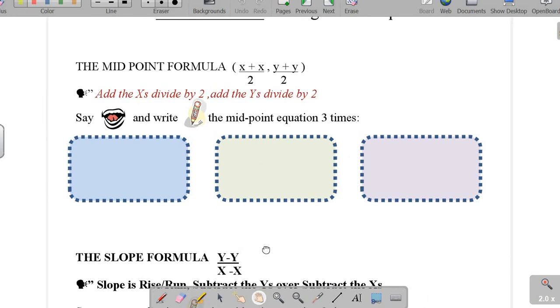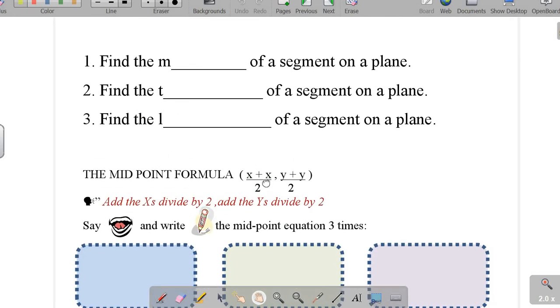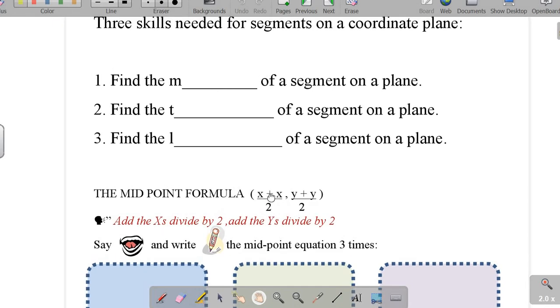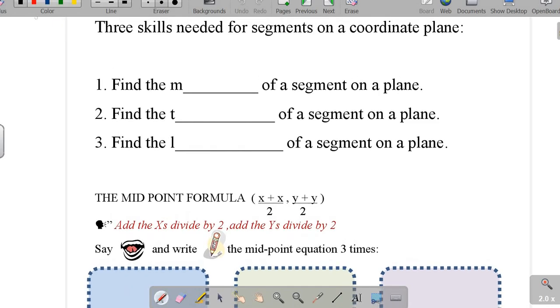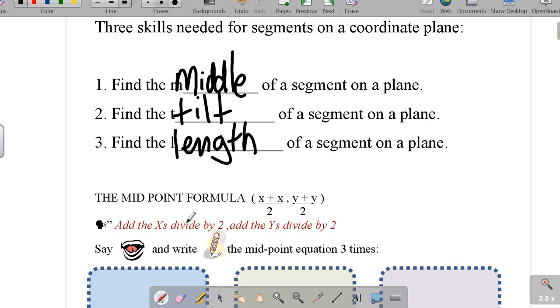There are three motions that we need to be able to handle on a coordinate plane, segments. You need to be able to find the middle of a segment on a plane, find the tilt of a segment on a plane, and find the length of the segment on the plane. Last class, we did both middle and tilt.